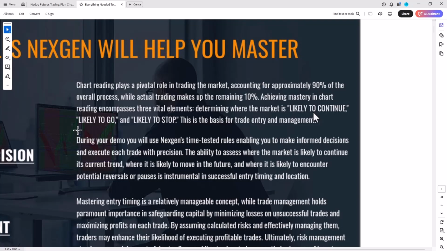Where is the market likely to go, which is your next Fibonacci areas, and that's where your profit targets are? And then ultimately, when is the market likely to stop, which is when you have to quit taking trades? And anything short of really good at chart reading, you end up making mistakes.